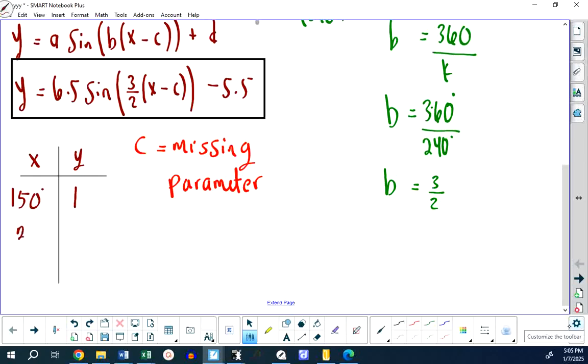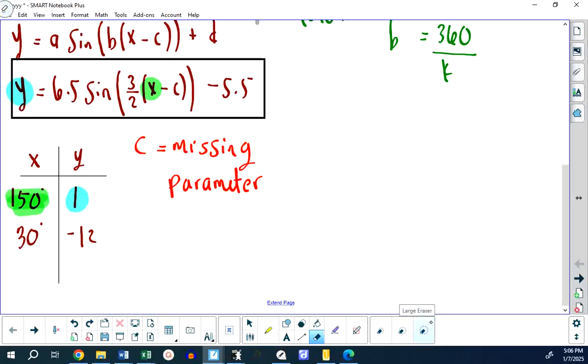While I'm here, I'm also going to write 30, negative 12, because I think what I'd like to do is after we finish this question, instead of using the 150, 1, I'm going to use the 30, negative 12 and see what happens. So all I'm about to do here, everybody, is wherever there's an x in the equation, I'm going to put 150 degrees. And wherever there is a y in the equation, I'm going to put the number 1. X is 150, y is 1. So what happens?